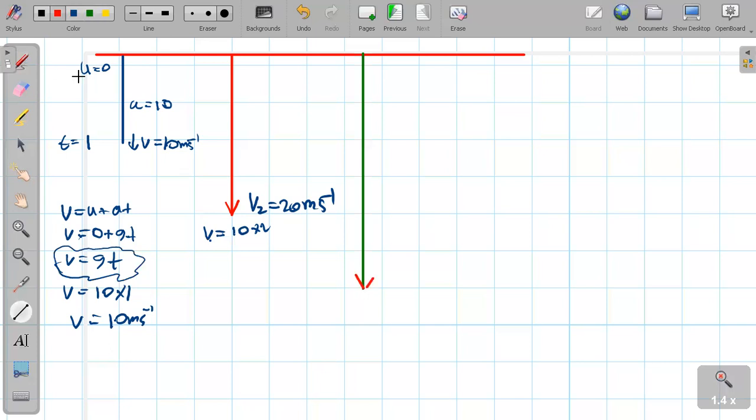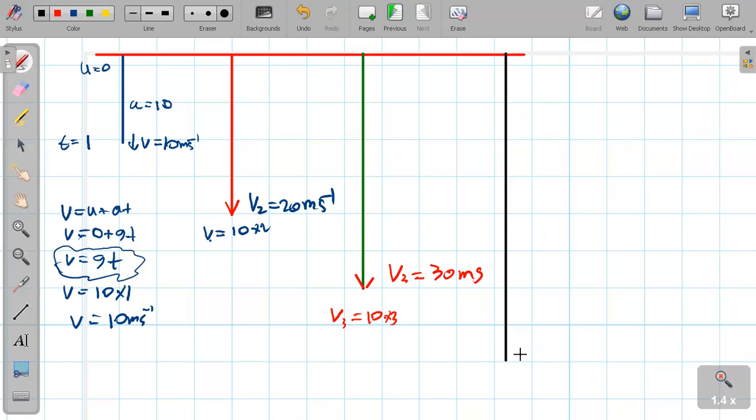What about V3? That's going to be 10 times 3, it is 30. I will take one last thing. V4 is going to be 40 without writing. Because why? It is 10 times 4, 40. Nothing to worry about.